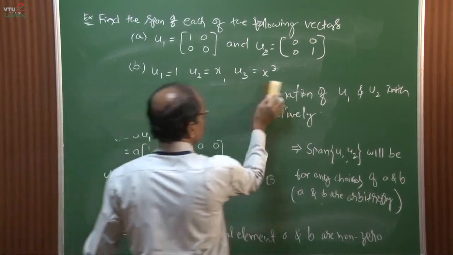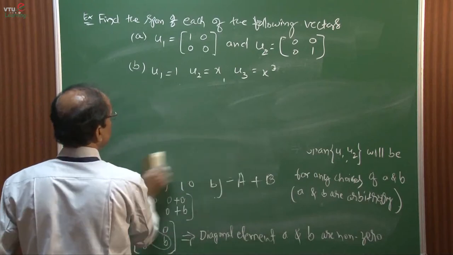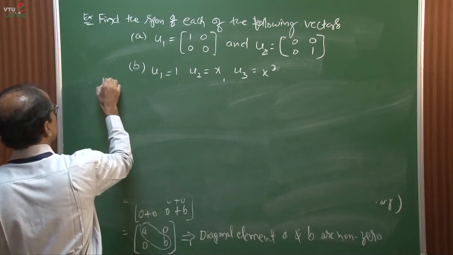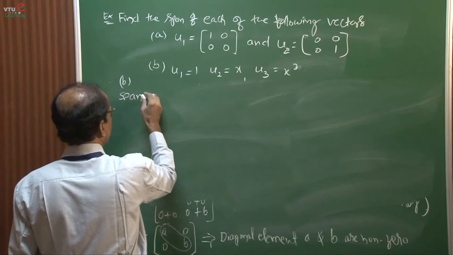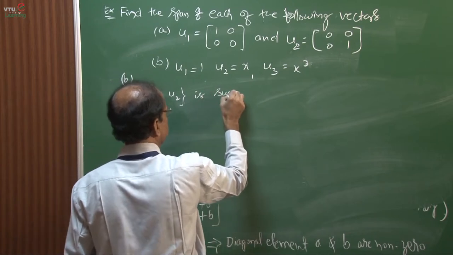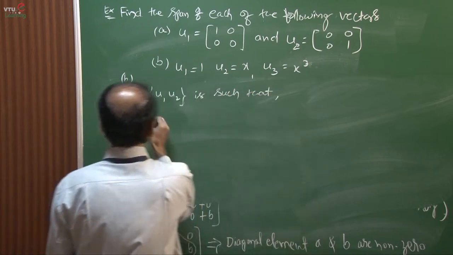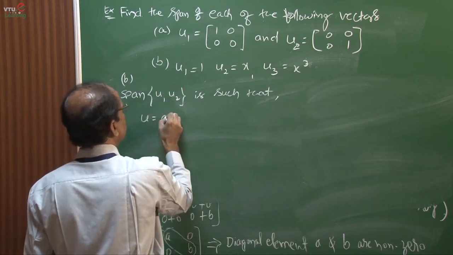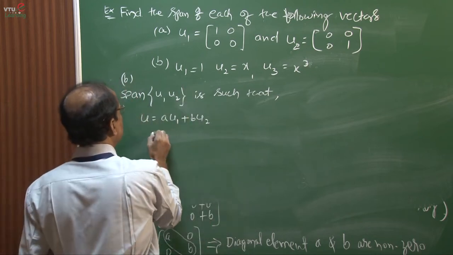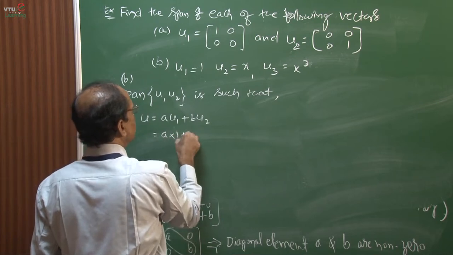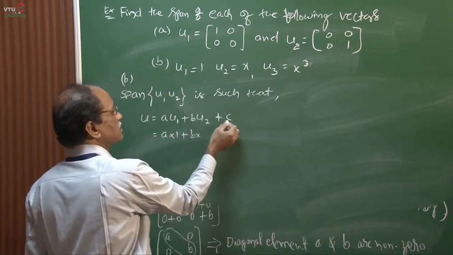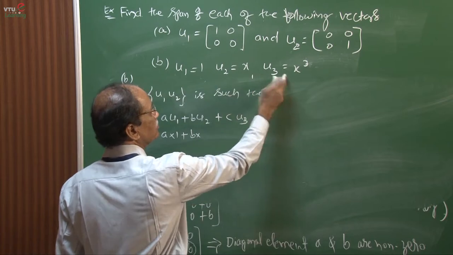Now, second question that you have to answer. What is the second question? Here three vectors are there. Okay. So now here also we take the span, that is for the answer for the next one, span of u1, u2 is such that u is equal to, that is u1 means A into u1 plus B into u2. Let us see how this also behaves. That is A into u1, plus B into u2, and one more is there. You can also assign a third scalar, that is C into u3, because there are three vectors here.